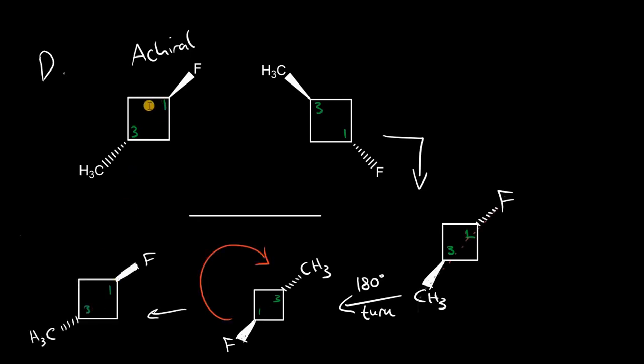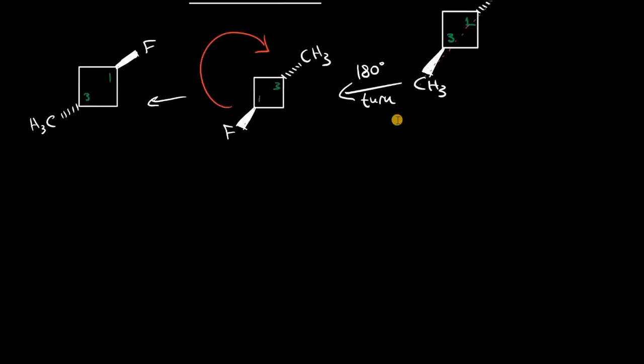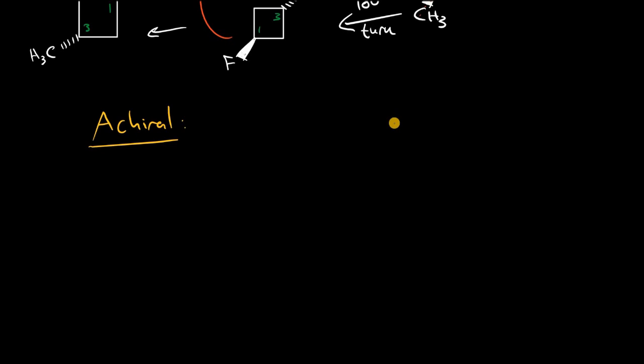So it looks like I ended up with the same exact molecule, even though both of these are individually achiral, they don't have chiral centers. Compared to one another, these are the same molecule. Again, achirality refers to no chiral center present on the molecule.